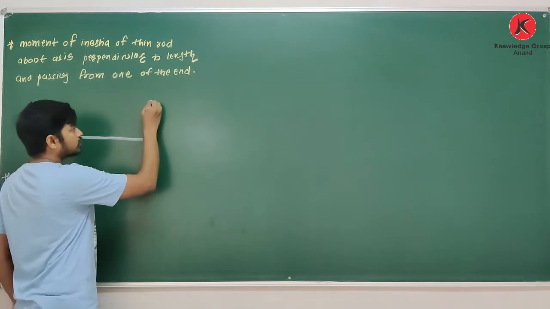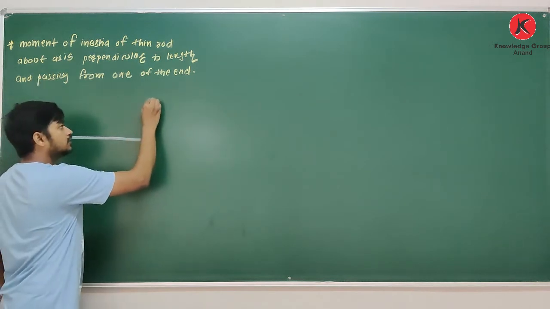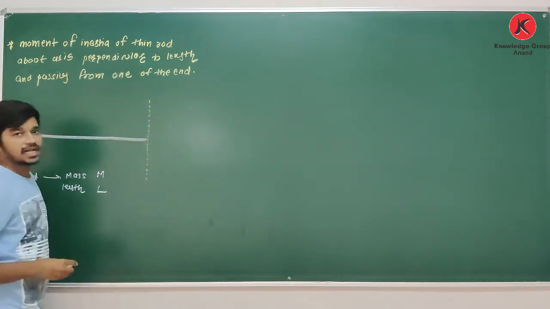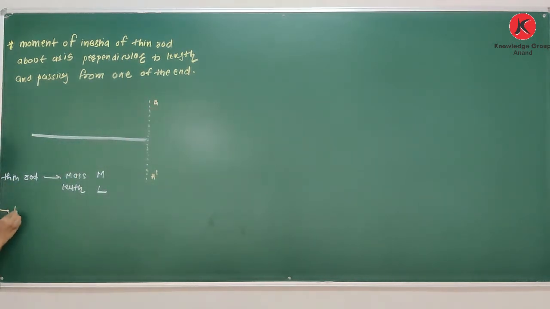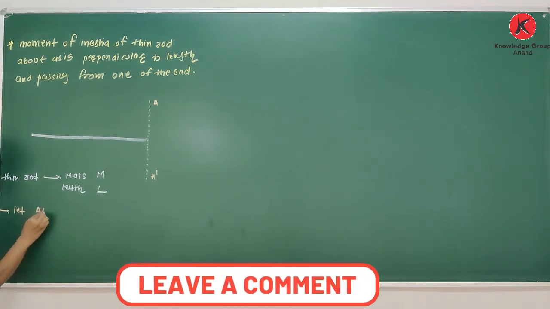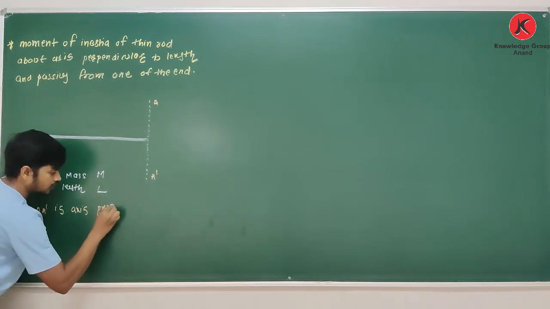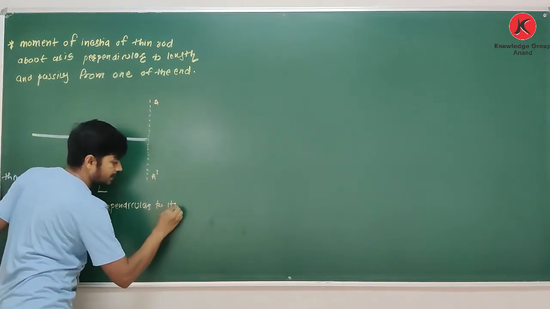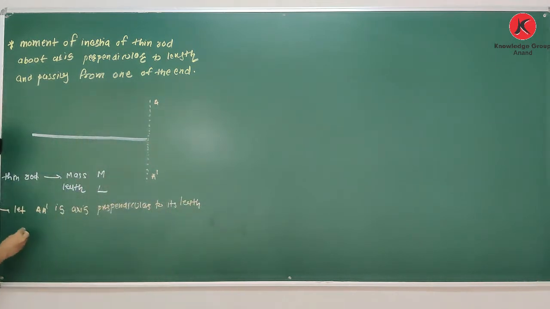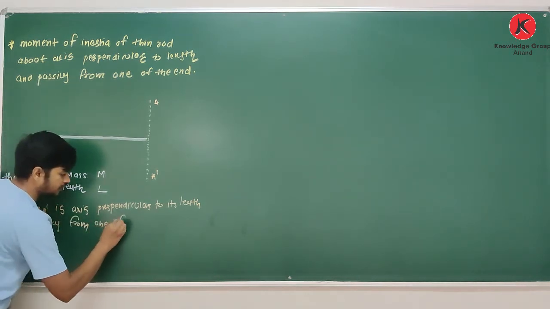I am taking this end. About this axis you have to find its moment of inertia. Let me assume this axis is A dash. So let A dash be the axis perpendicular to its length and passing through one of the ends.